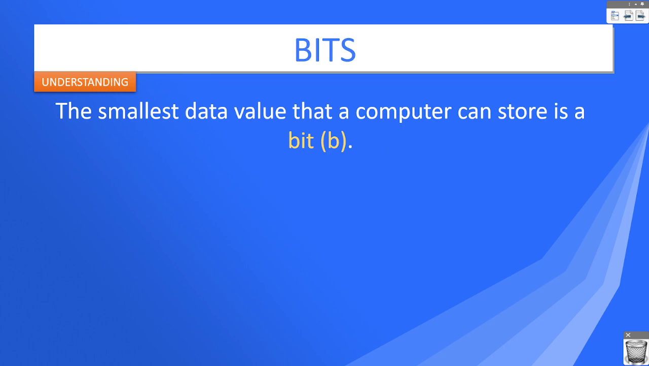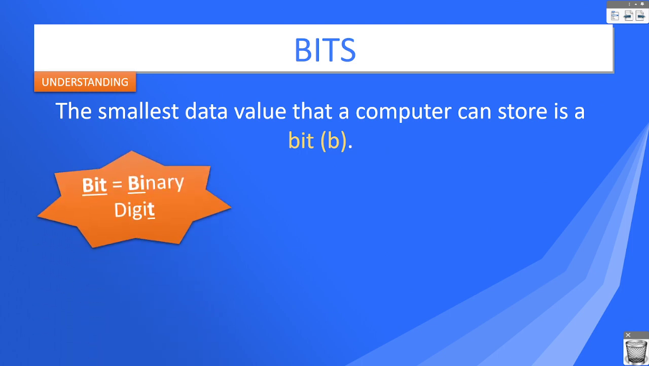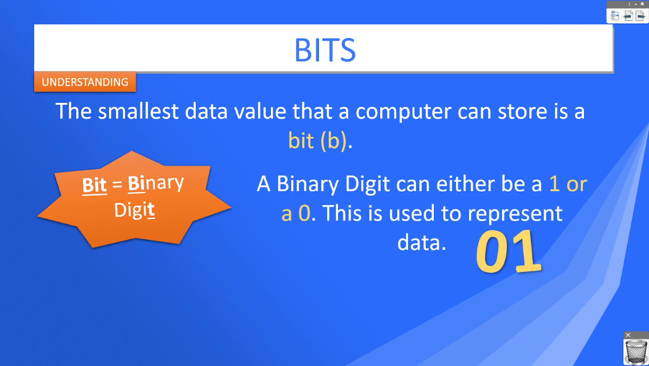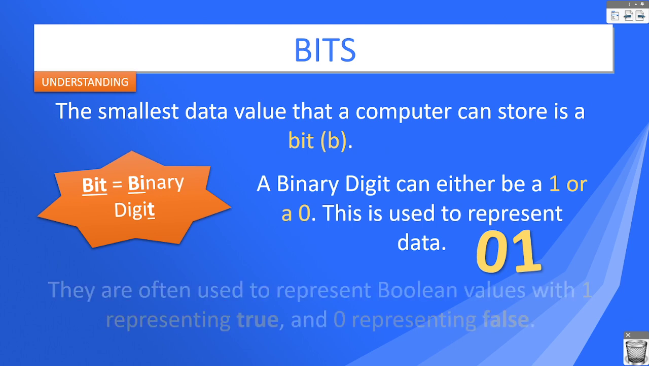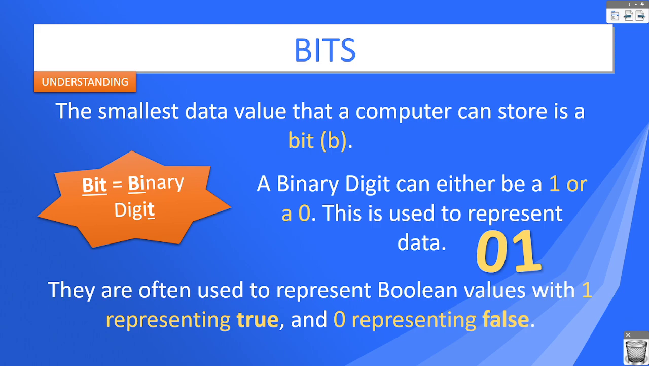Ultimately, the main thing I want you to take away from this is the data forms, if you will, the actual units. And the smallest one that we can think of is a bit. And we know that because a bit is simply a binary digit. It's a mashup of the two words. A binary digit can be either 1 or a 0 and is used to represent data in a computer system. And we know that because it can represent a true or a false value.